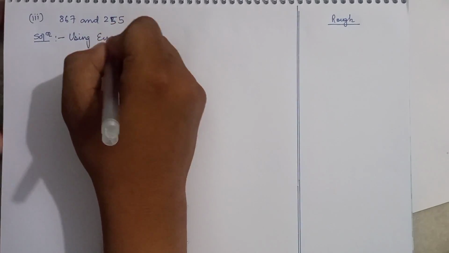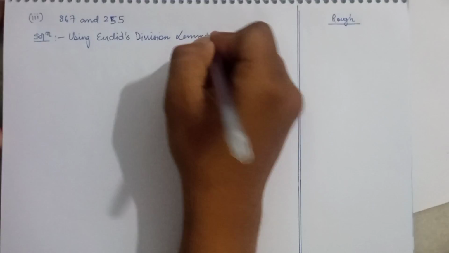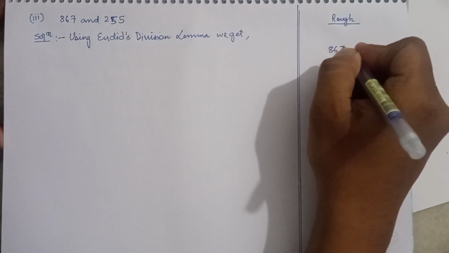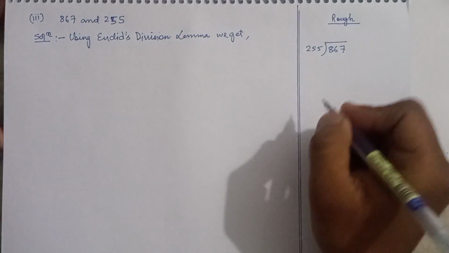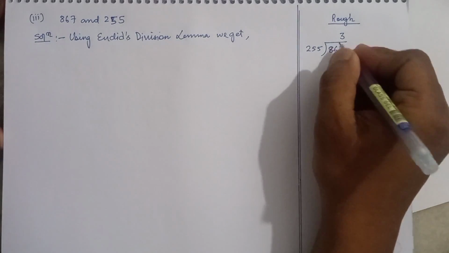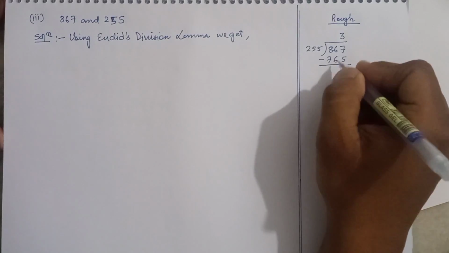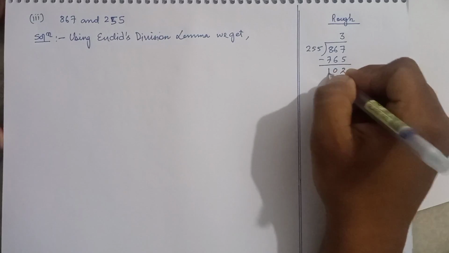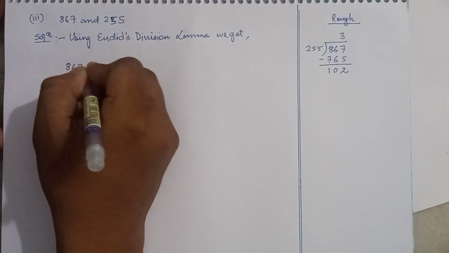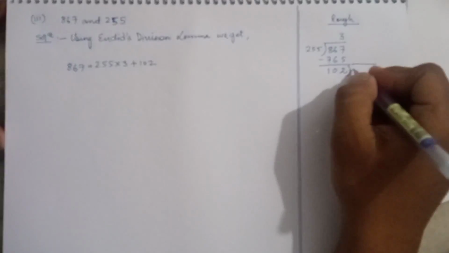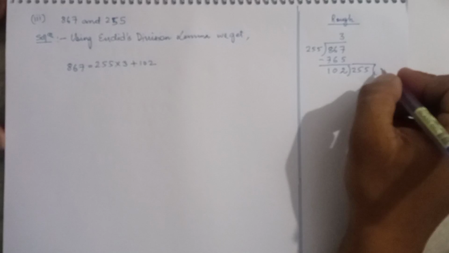Next question. Find the HCF of 867 and 255. So we'll divide 867 by 255. Let's try with 3. So we'll have 867 equals 255 into 3 plus 102. Now 102 is the divisor and 255 is the dividend. So this seems to be divisible by 2.